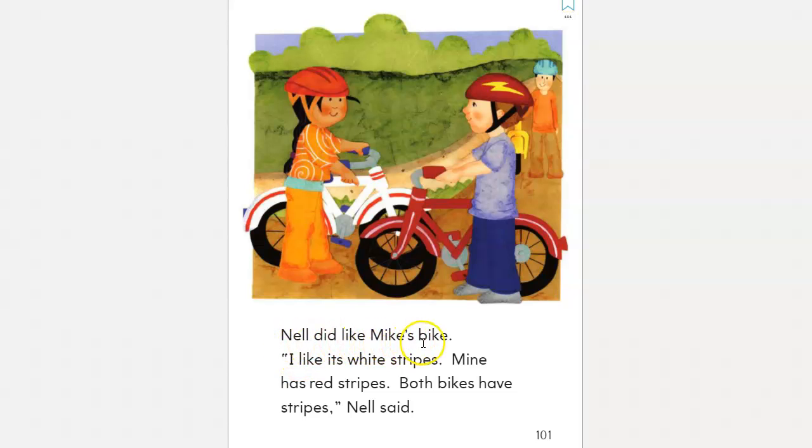Nell did like Mike's bike. I like its white stripes. Mine has red stripes. Both bikes have stripes, Nell said.